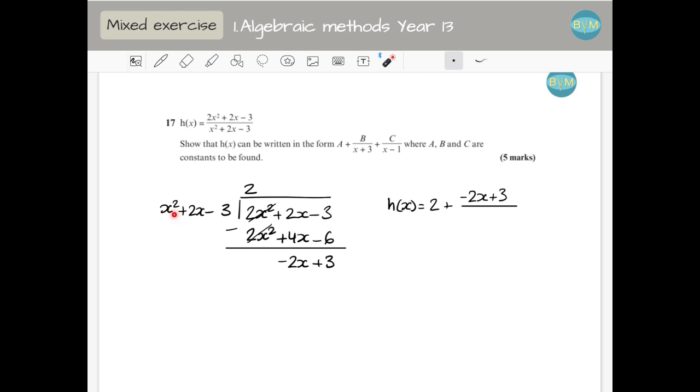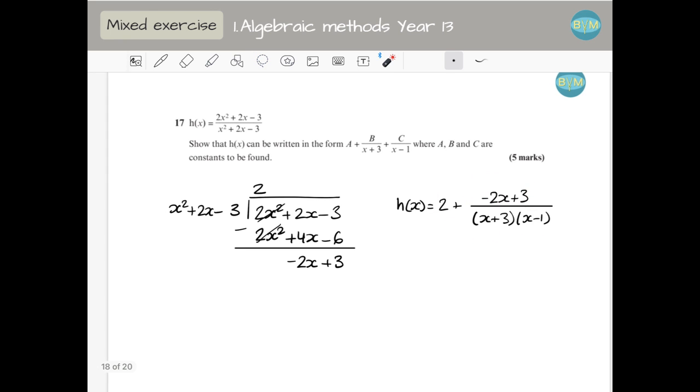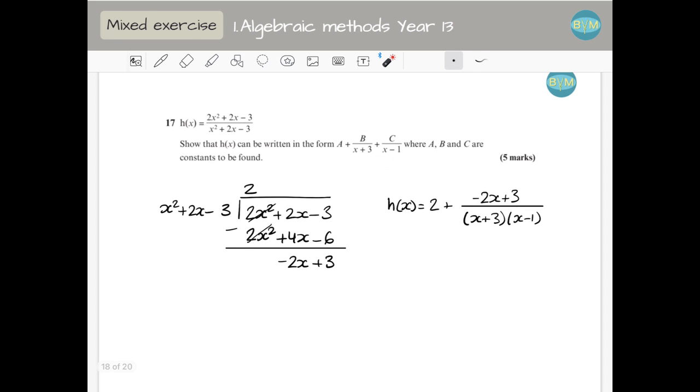If you factorize this divisor, which is just a quadratic, you have x plus 3, x minus 1. I haven't done anything strange. If you compare what we found with what we need, this a is going to be 2, a constant term. Then I have two fractions with two denominators that are these two factors, which means the only thing I have to do with this fraction is split it into partial fractions.